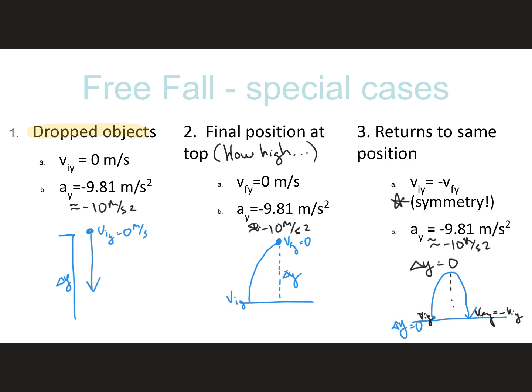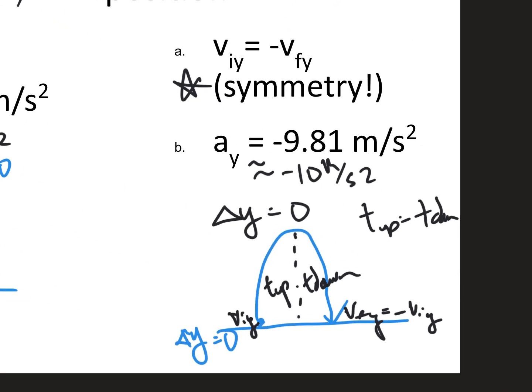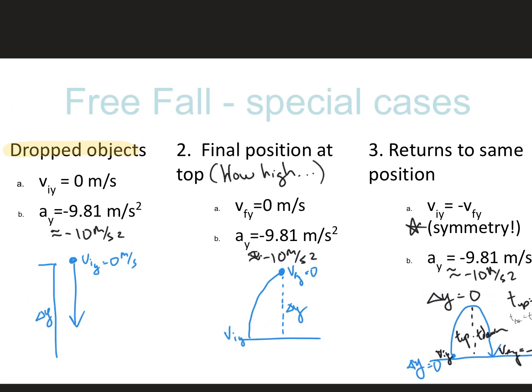It also means that our time up must equal our time down. So we would say that time up equals time down. We'd also say that our total time will be equal to the time up plus the time down. Just features of the symmetry. Okay, so there you go. Those are our 3 special cases: dropped objects, how high, and returns to the same position.